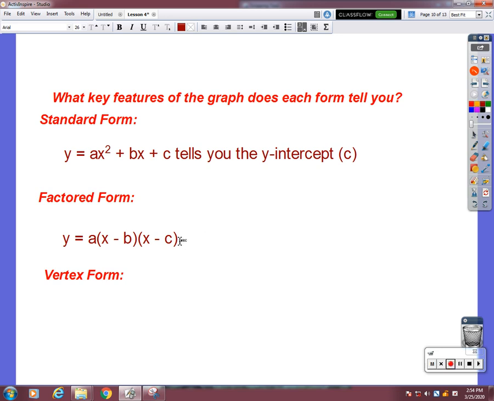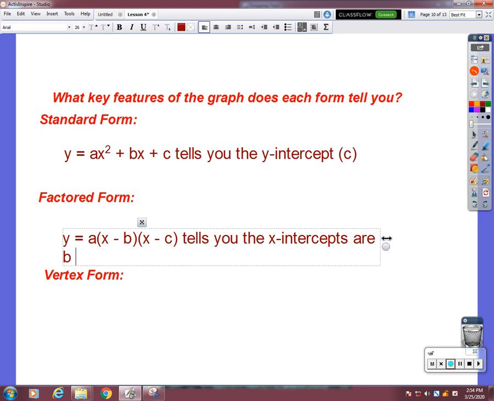And what this does is it tells you the x-intercepts. And those x-intercepts are b and c. Okay.